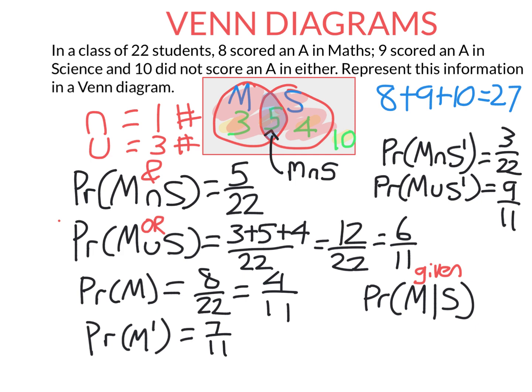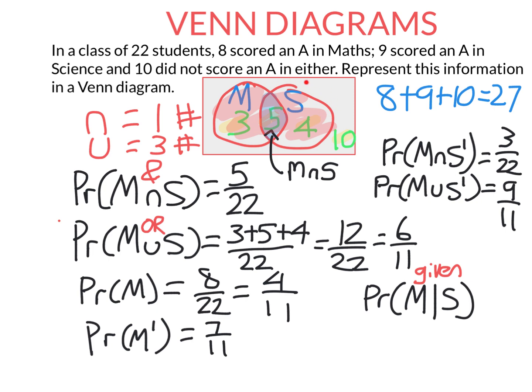So let's calculate this. Probability of M given S. When you see this symbol, I want you to read it as given. The probability of M given S. What does this mean? It's saying I know S is true. What's the probability that M is also true? This is saying what's the probability that somebody scored an A in maths if I know that they scored an A in science. So I'm saying I know that they scored an A in science.